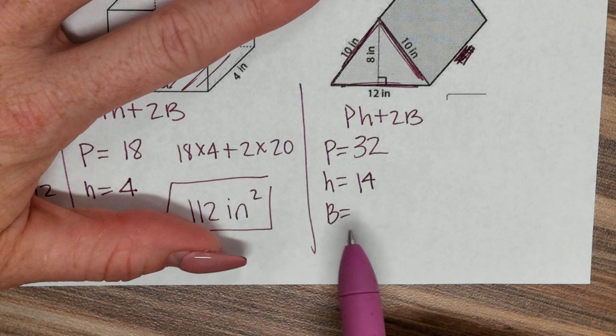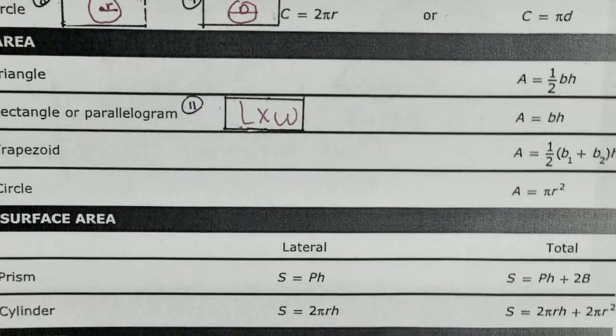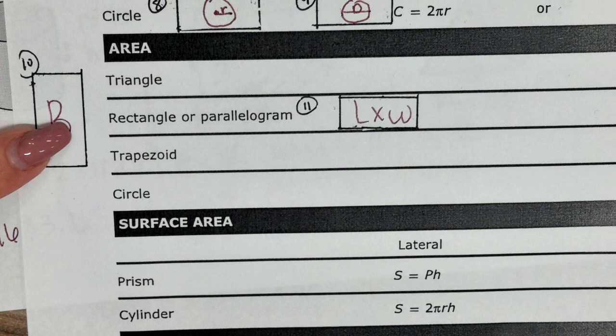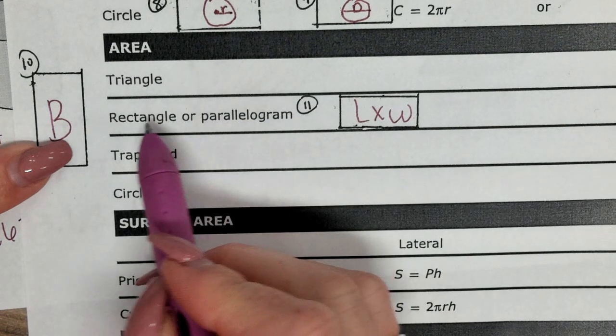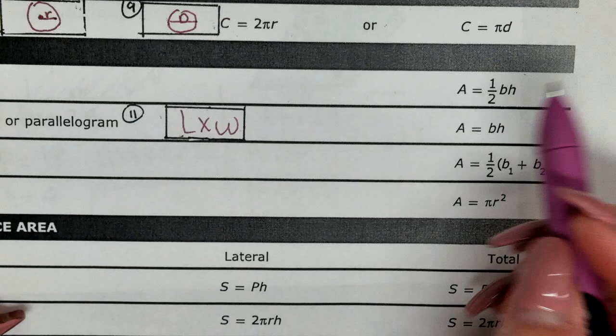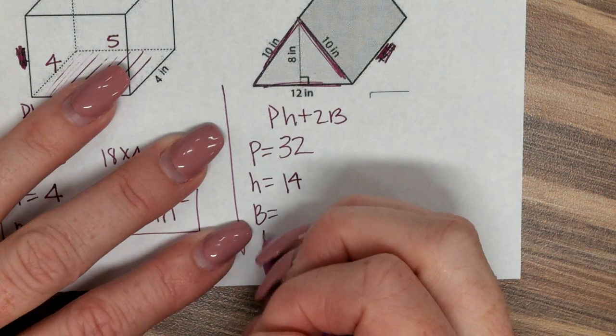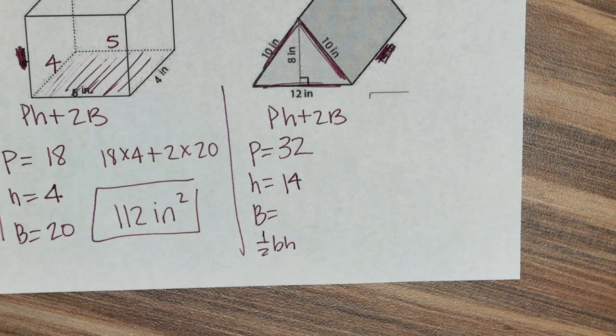Now for big B, this is the one that trips people out. Every time you see a big B, you got to go where? Star chart. What kind of base is this? It's not a rectangle, is it? It's a triangle. So I've got to do 1/2 BH. So I'm just going to write that right underneath it. 1/2 BH.